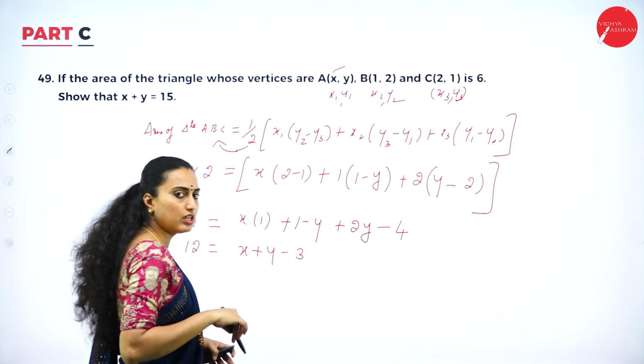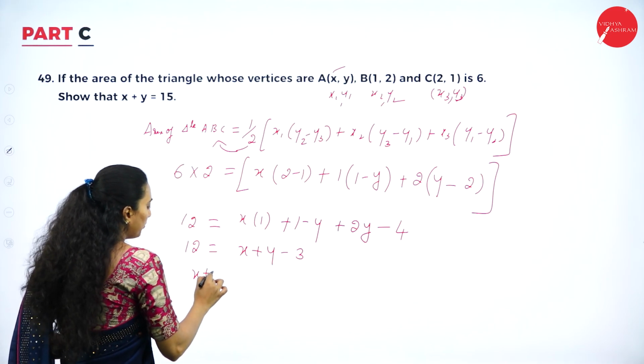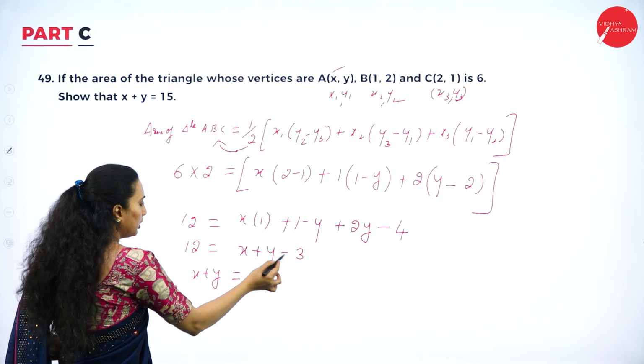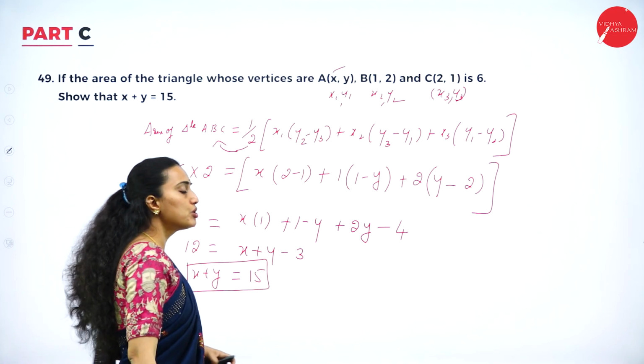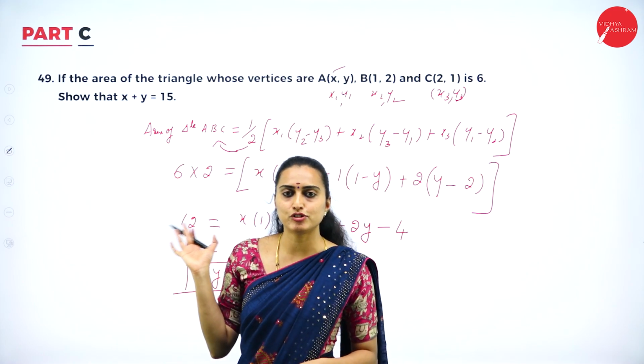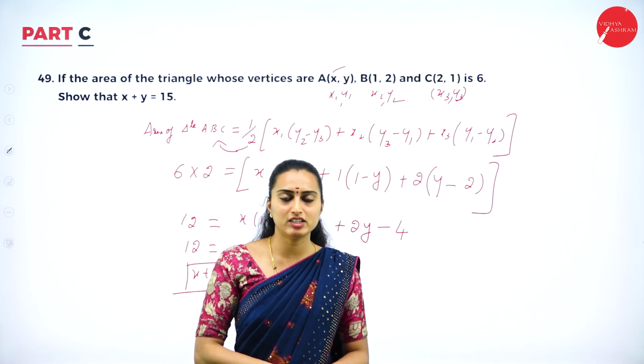You can take minus 3 to this side. I am writing x plus y, taking minus 3 to this side. 12 plus 3 gives you 15. So this is what they have asked you to show, that x plus y is equal to 15. How easy, dear students, right?